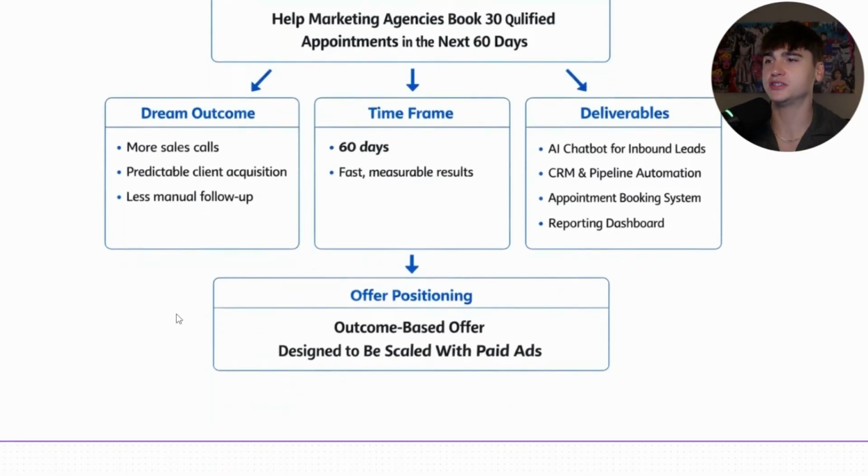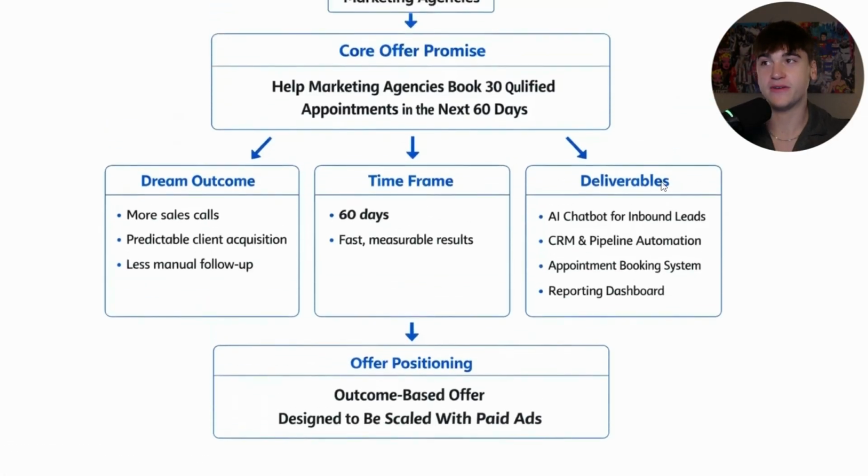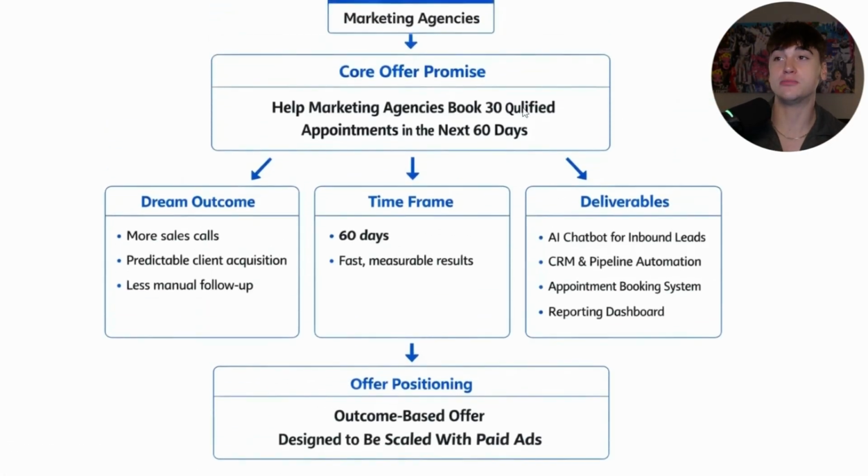And then as far as offer positioning, in the grand scheme of things, it's an outcome-based offer designed specifically to be scaled with ads. This is also something you can do as a bit of a qualifier. So let's say within one of my ad creatives, I say, hey, are you a marketing agency currently looking to scale with paid ads, but you don't have a back-end system that can keep up with your leads, nurture them, and report all the different lead conversations, hitting on some of the deliverables, and then you give them the fastball pitch. We help marketing agencies book 30 qualified appointments within the next 60 days of deploying our AI system.